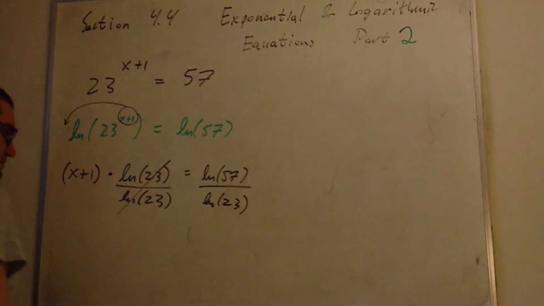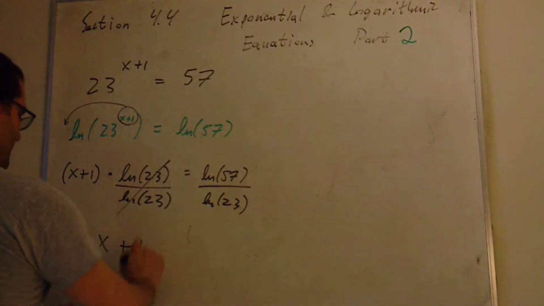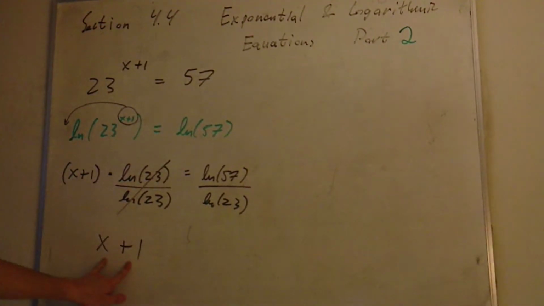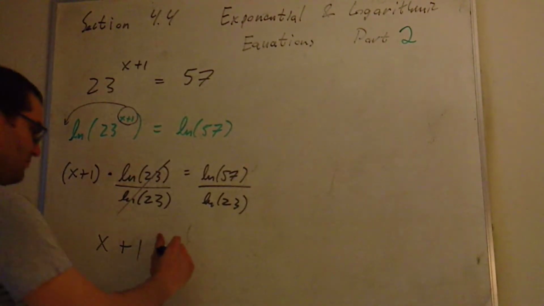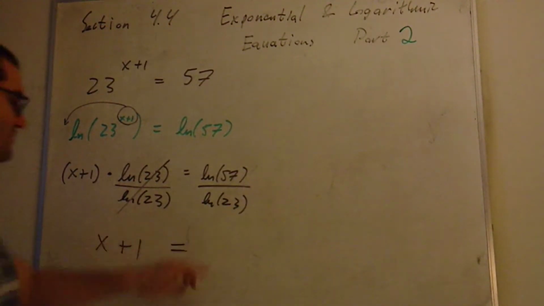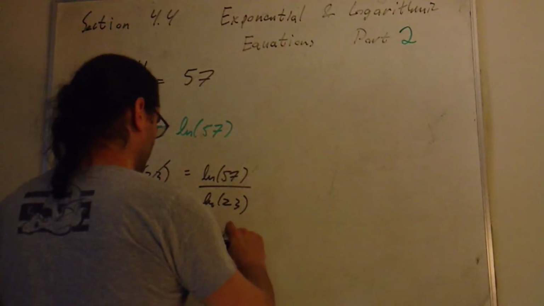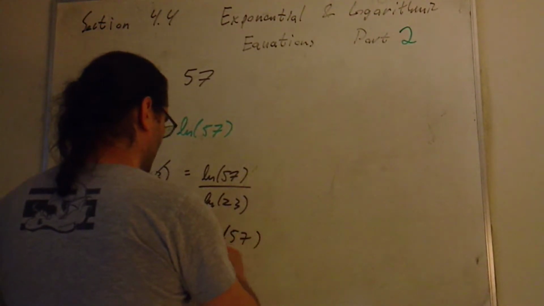And it'll cancel. And now I just have x plus 1. I'm much closer to isolating x now on the left than I was before. Here we have the natural log of 57 divided by the natural log of 23.